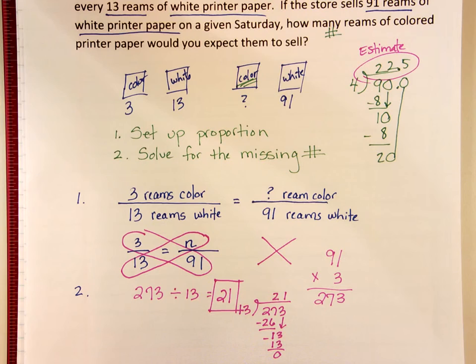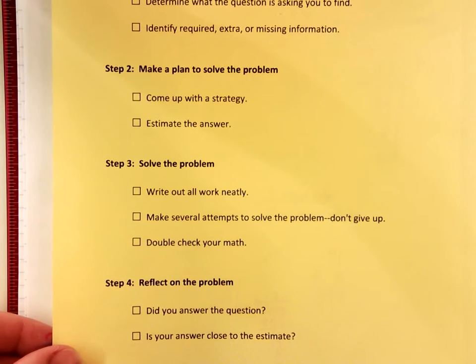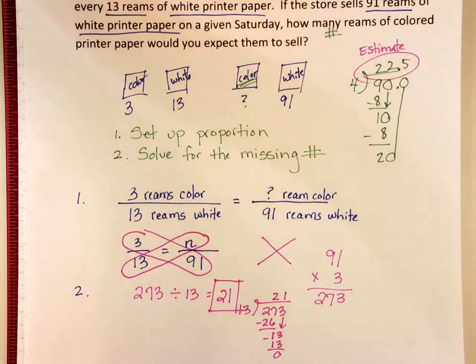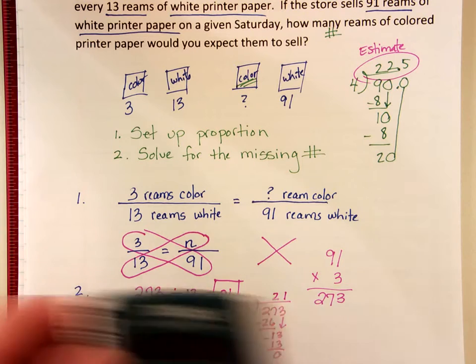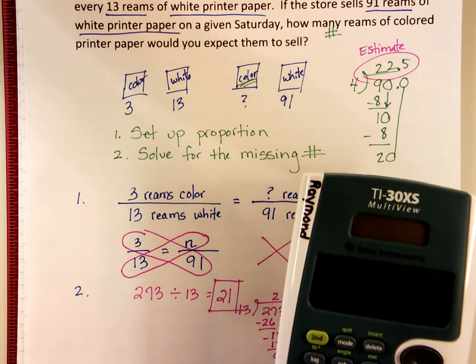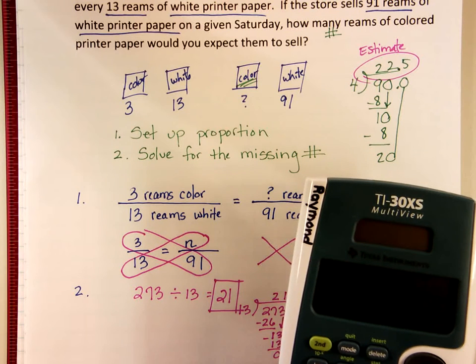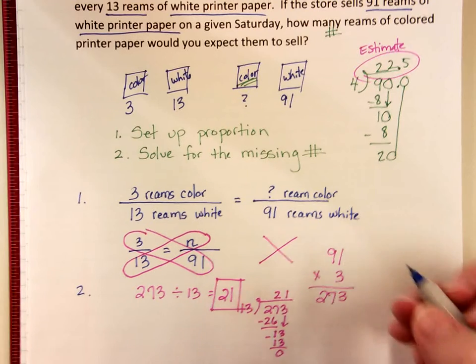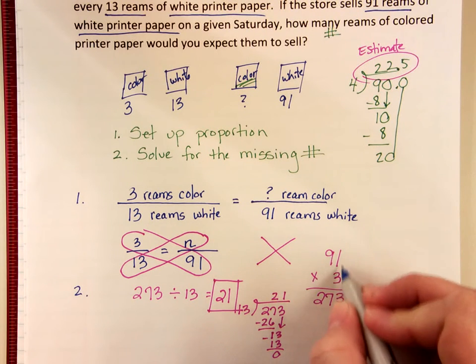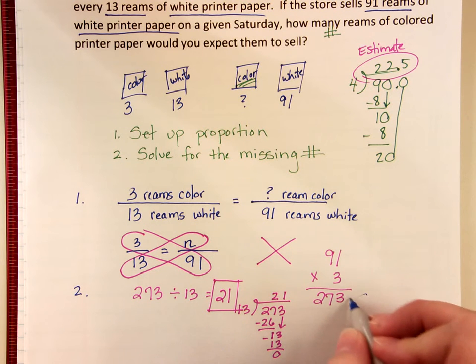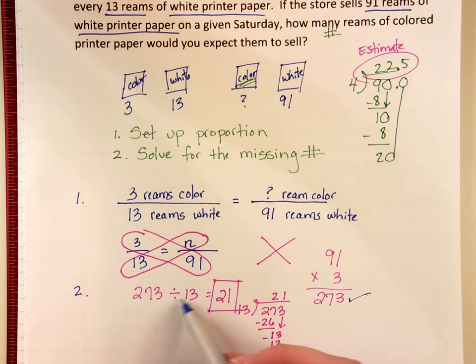All right, let's go back to our solving math word problem checklist. We wrote on our work, we didn't give up, we did not double check our math, so why don't we just do that real quick. Oops, and I see I have an error on my calculator. I'll have to figure that out later. We'll just do it by hand. 91 times 3. 1 times 3 is 3. 9 times 3 is 27. Correct.